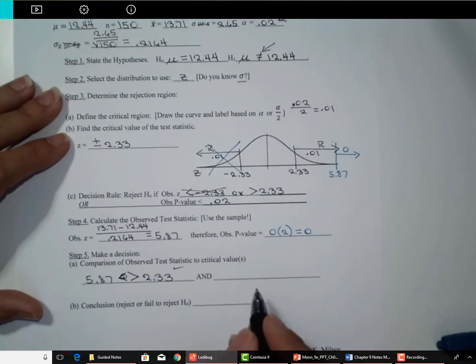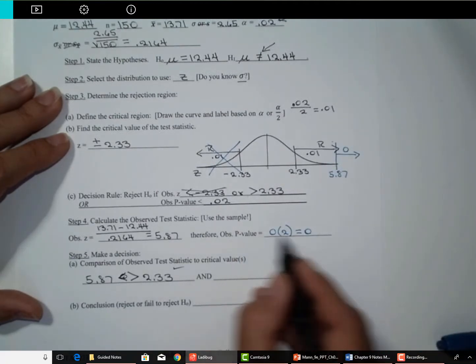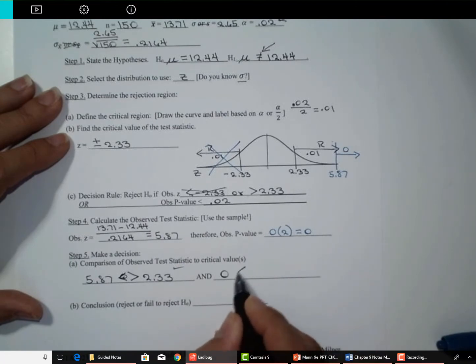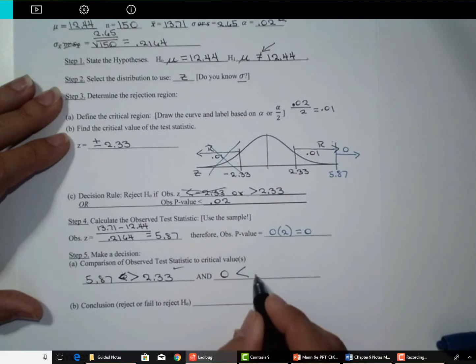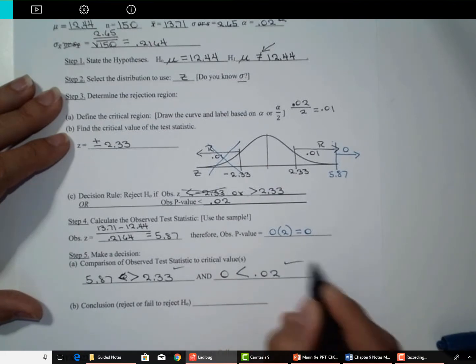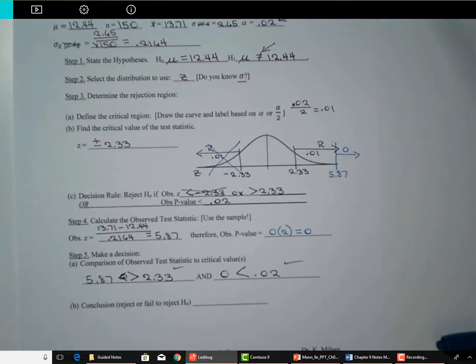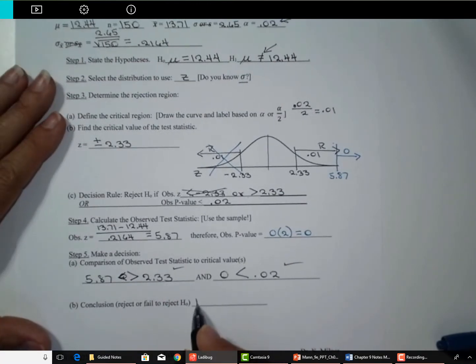Okay, let's also do the test for the p-value. Our observed p-value is 0. Is that less than our significance level of 0.02? Well, yes, it is. So by both of our tests, we find that we are supposed to reject the null hypothesis.